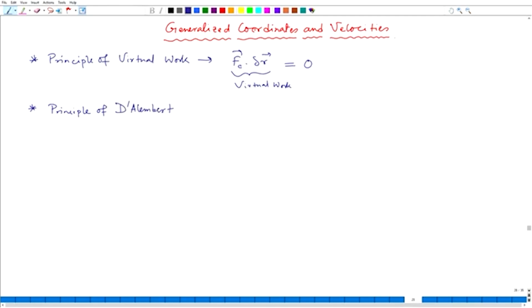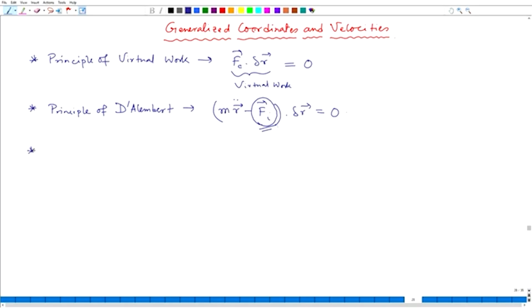Sometimes we say D'Alembert's principle as well, which simply said that the equation of dynamics finally for a particle can be simply written like this, in this form, where Fi is the force acting on the particle, but excludes any type of force of constraint.